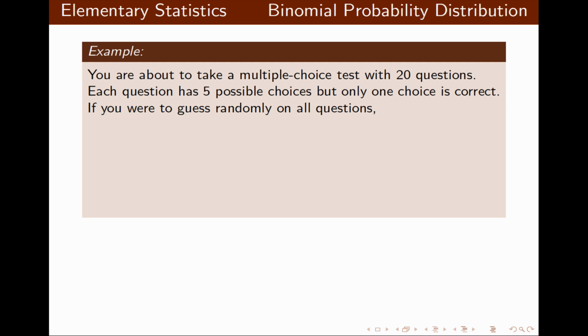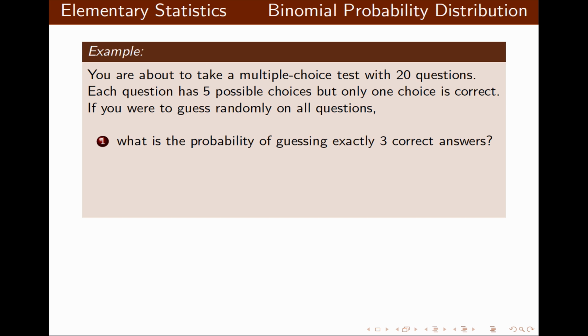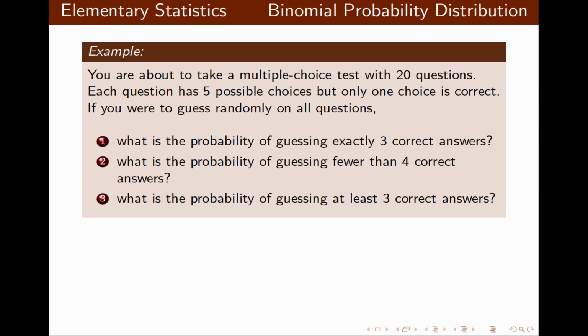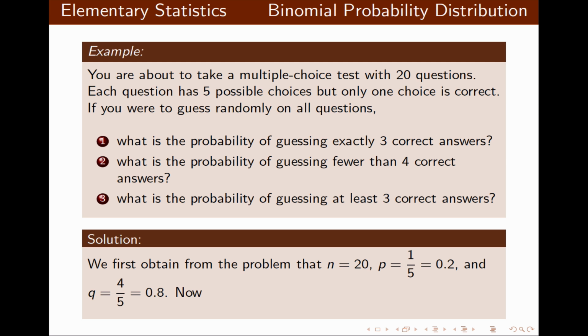So let's say you're about to take a multiple choice test with 20 questions. Each question has 5 possible choices, but only one choice is correct. If you were to guess randomly on all questions, what's the probability of guessing exactly 3 correct answers? What is the probability of guessing fewer than 4 correct answers? And what's the probability of guessing at least 3 correct answers?